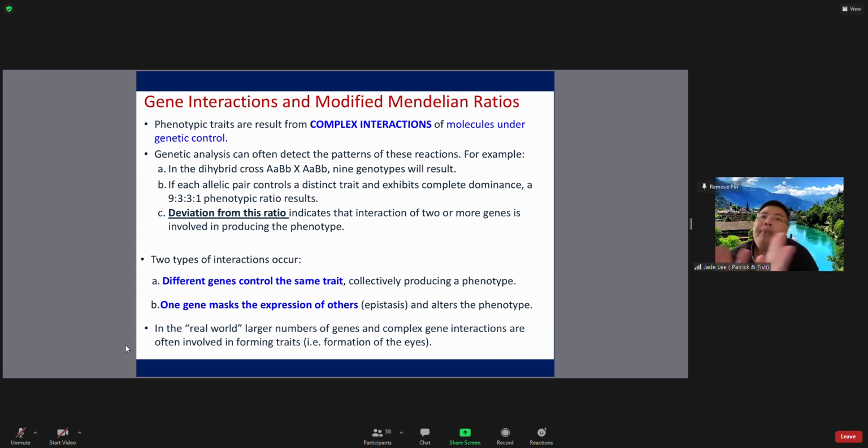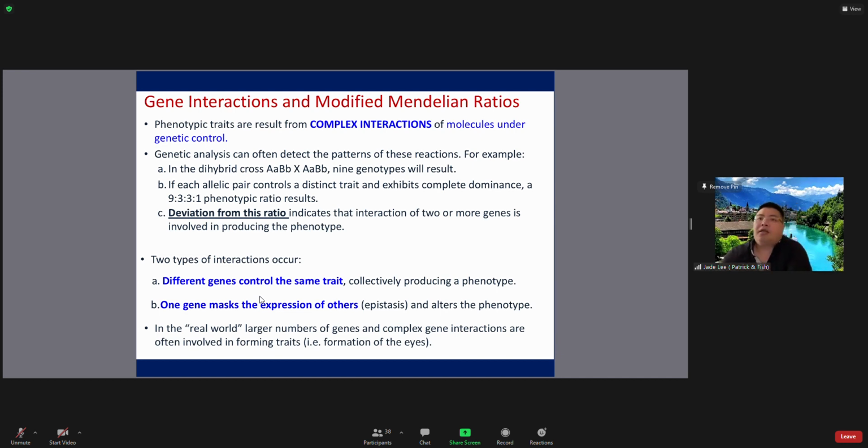Okay, so the two types of interaction that occur: different genes control the same trait, where two different genes control one same characteristic, so collectively they produce a phenotype. The other one is where one gene masks the expression of another. Maksudnya satu gene itu dia melitupi. Dia mask. Dia tidak benarkan satu gene yang expressed, so it alters the phenotype. So in the real world, a large number of genes and complex gene interactions are often involved in forming a trait, for example the formation of our eyes.